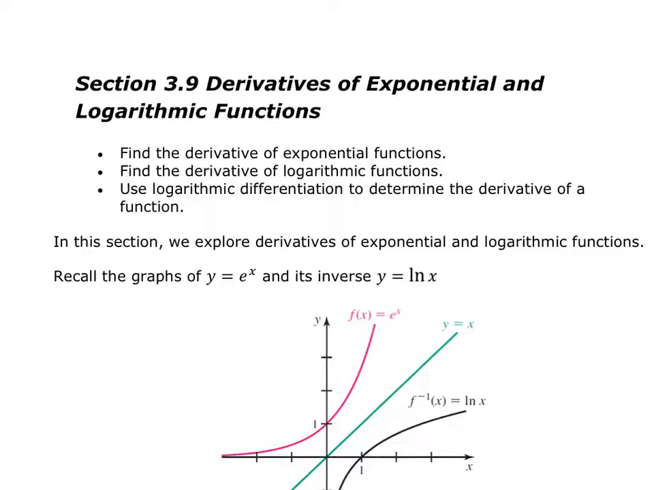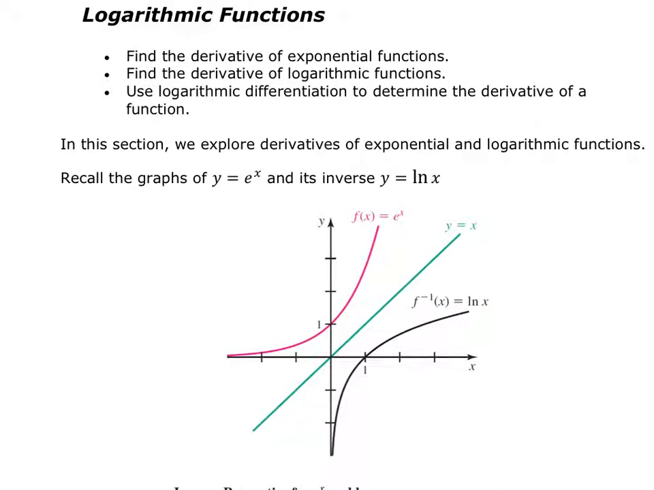is the inverse. So e to the x is the original function, it's exponential, and the inverse is the natural log of x. So the e to the x is in pink or red. The inverse is reflected across the line y equals x, and it is equal to the natural log of x. So e to the x and natural log of x are inverses of each other.